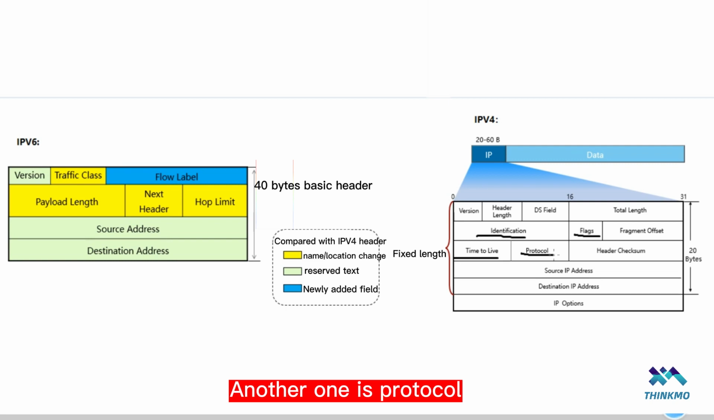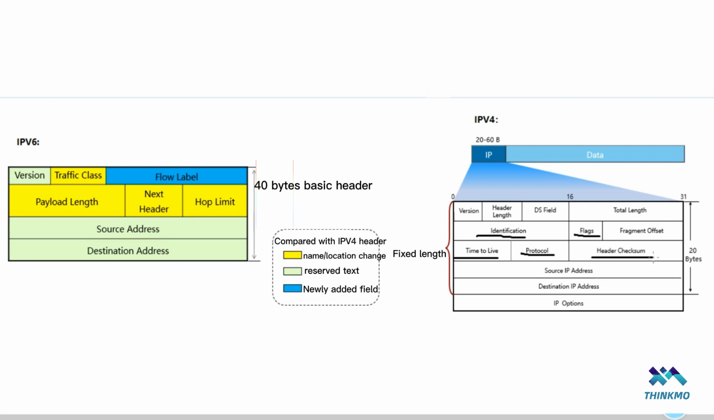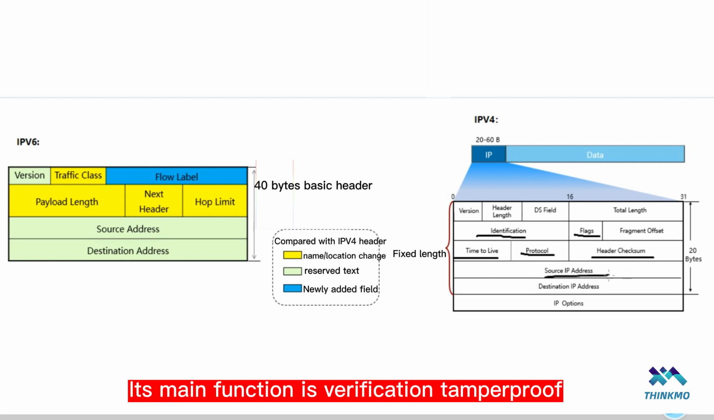Another one is protocol, a system of agreement. It's used to identify what protocol is on the top. For example, the upper layer is TCP data, or UDP data. And then there's the checksum. Its main function is verification, tamper-proofing.